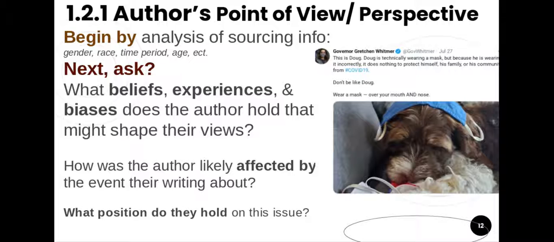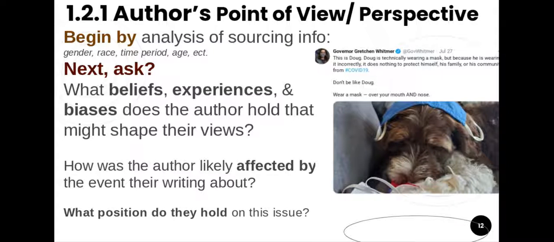Michigan will read it. So the tweet says, "This is Doug. Doug is technically wearing a mask, but because he is wearing it incorrectly, it does nothing to protect himself, his family, and his community from #COVID-19. Don't be like Doug. Wear a mask over your mouth and nose."